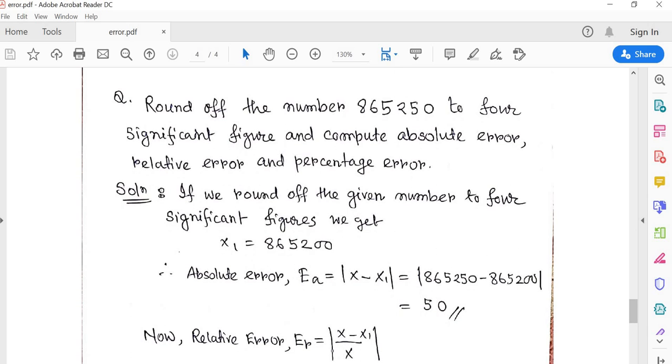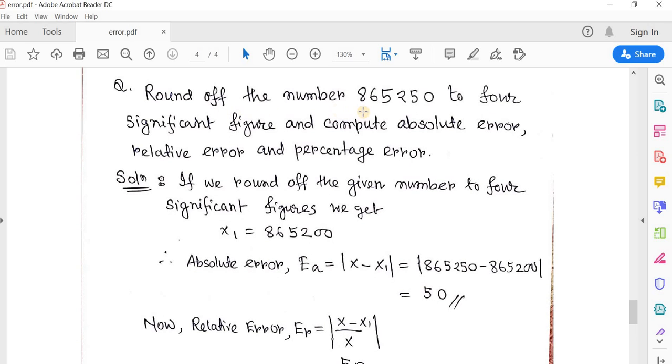Next we will see a numerical example, and we will see how to calculate these types of error. So the question is: round off the number 865250 to 4 significant figures or digits and compute absolute error, relative error and percentage error. So this is the question. How can we compute these 3 types of errors? We have been given that we have to round off that number up to 4 significant figures.